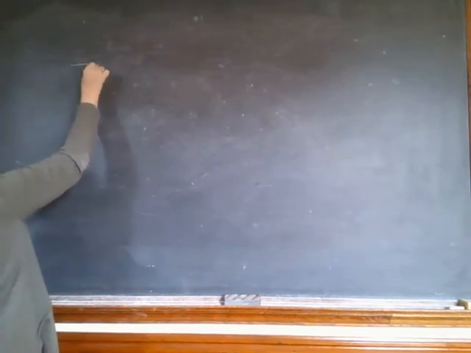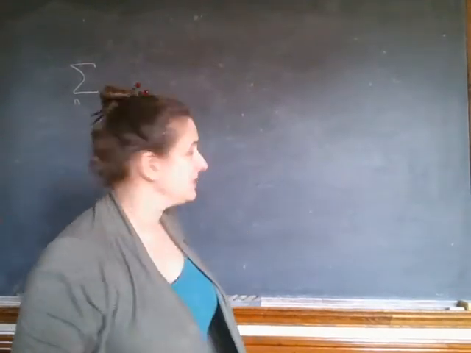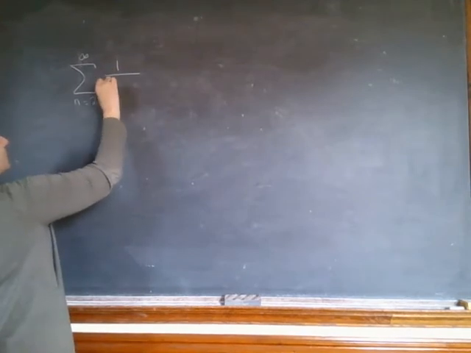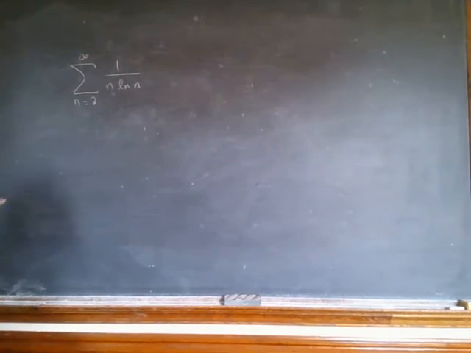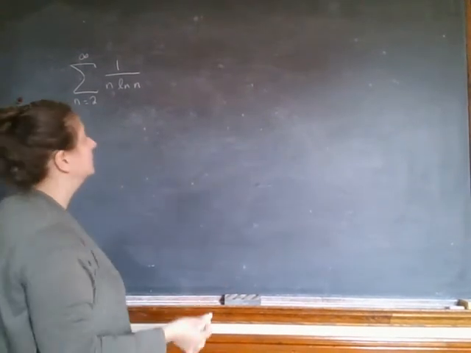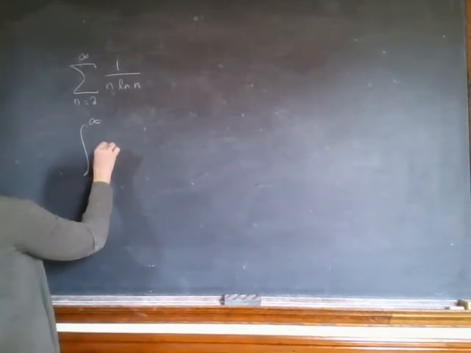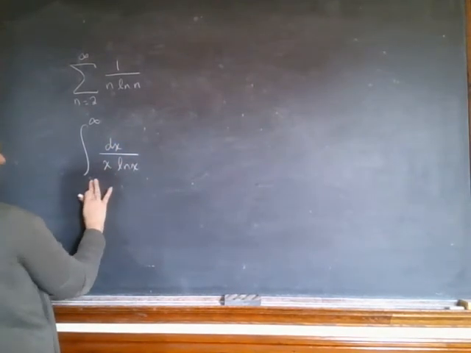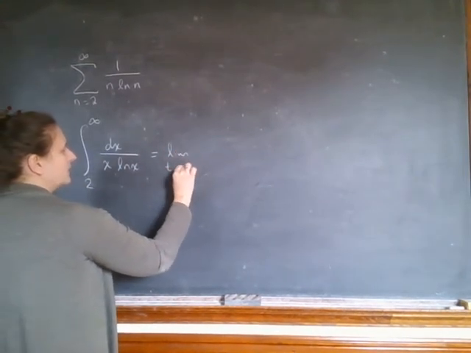So, next example is kind of an interesting one. For one thing, it starts from 2. And I've got 1 over n times the natural log of n. So, fine, it starts from 2, so we're going to do our integral from 2 to infinity of dx over x ln x. Doesn't look like a u-substitution. Let's write that out in the appropriate way.